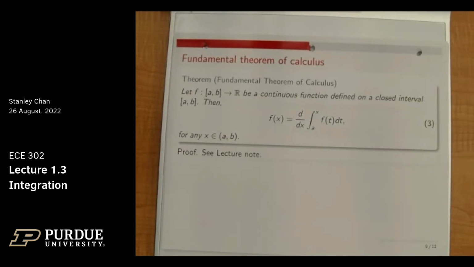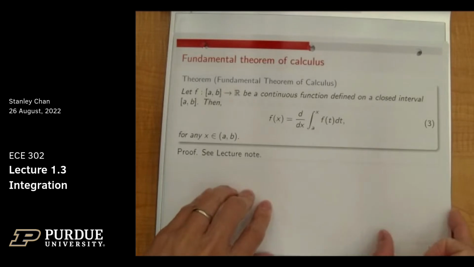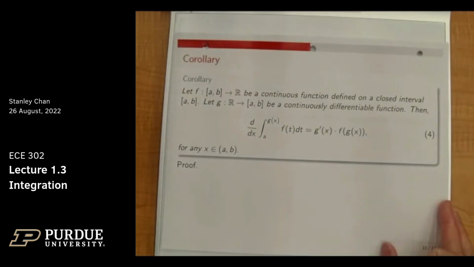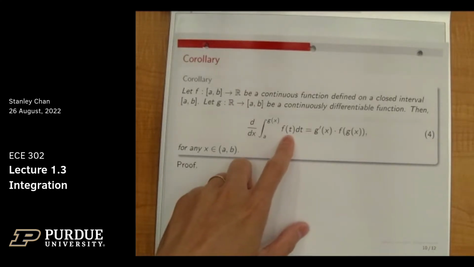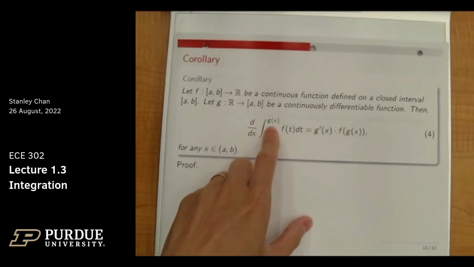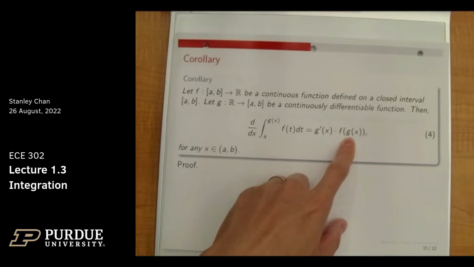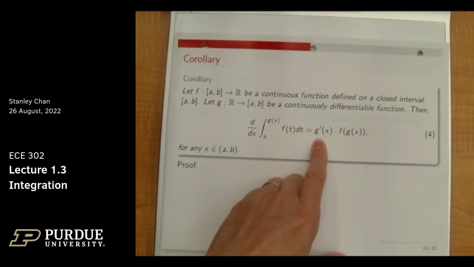So I just brought it up in case you haven't seen it, or if you've seen it before, just a good review of this material. So here's a corollary. If you have a function like this, f(t), and now the upper limit is no longer an x but g(x), then you just do f of g(x), and then you have the derivative that comes out.